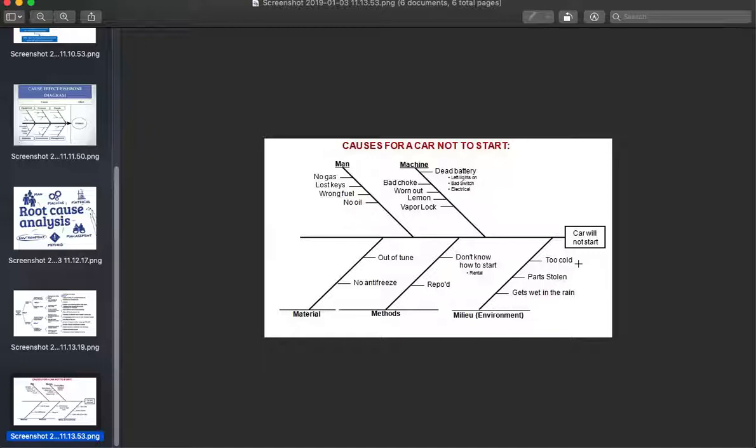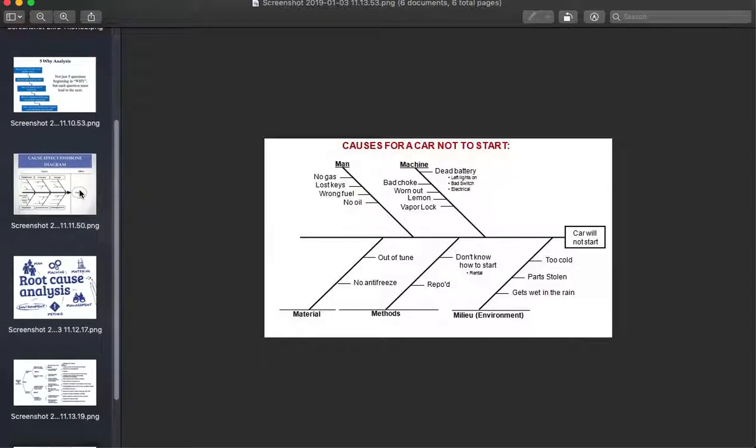The environment. Is it too cold? If you've ever dealt with a carbureted car in sub-zero temperatures, you understand the value of the car being too cold to start. Were parts stolen off the car? Did it get wet in the rain? There's a lot of electronic components, and if they're not sealed correctly, then that could cause an issue with the car starting. All of these are possible ways or reasons or root causes for the car not to start. But you have to start to analyze what these things are. And then I got one more I'd like to look at.